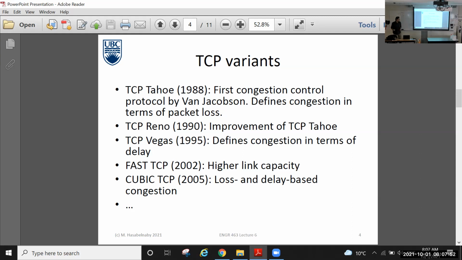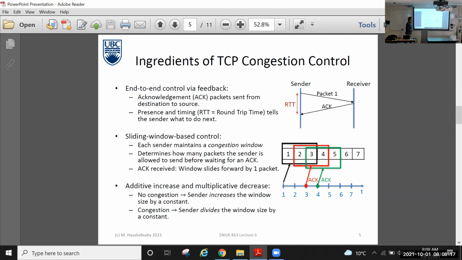Okay, with further improvement, we reach CUBIC TCP, which defines the congestion as a function of loss and delay at the same time. Okay, so at the end, we can define the congestion as a function of packet loss and delay at the same time. To understand the congestion control and its operation, let's define some concepts, some ingredients, some definitions.